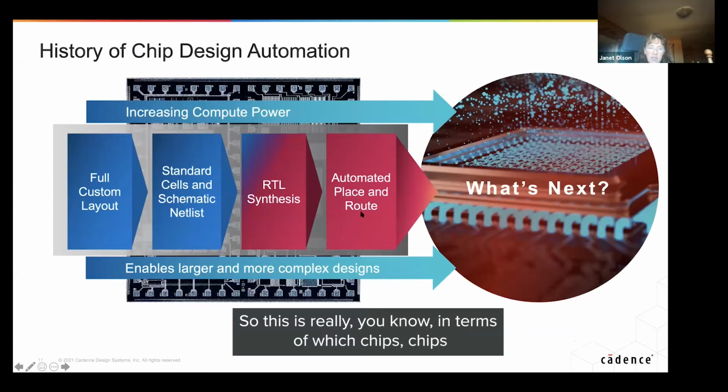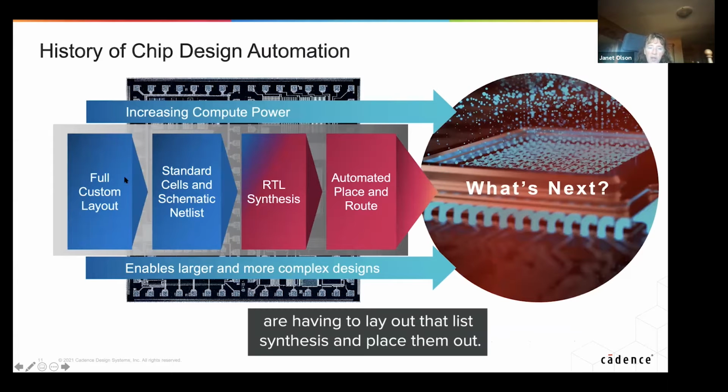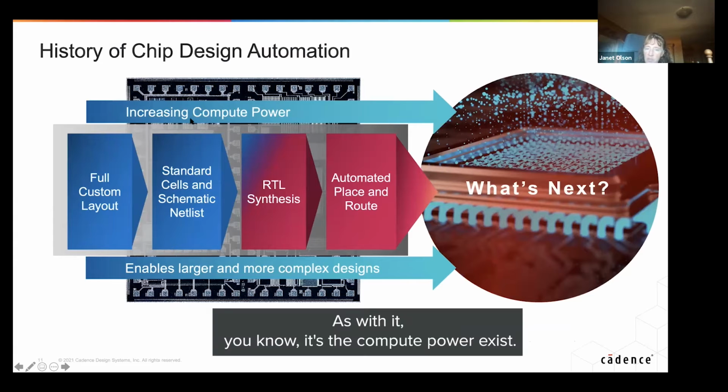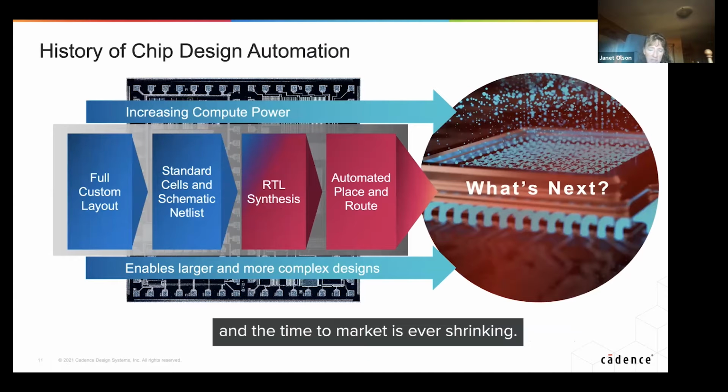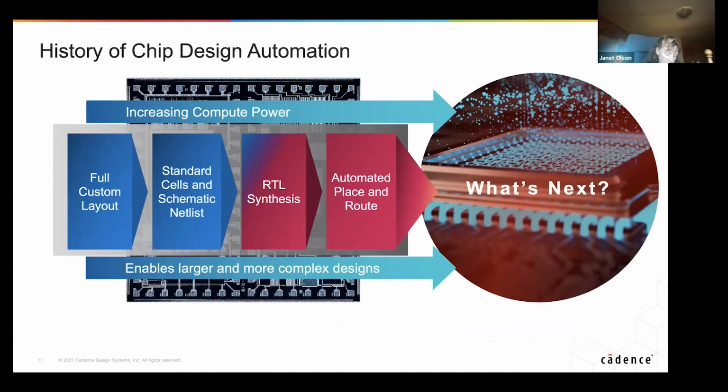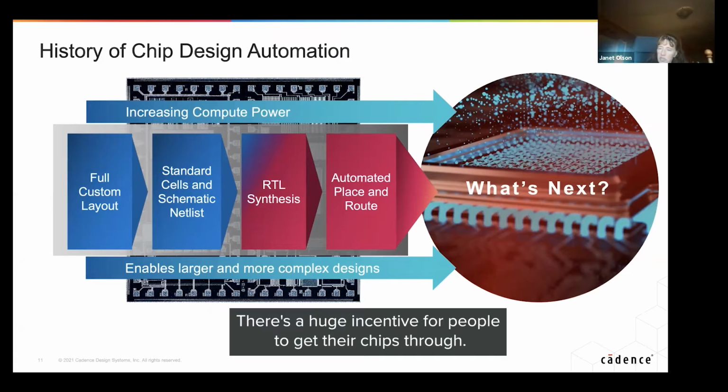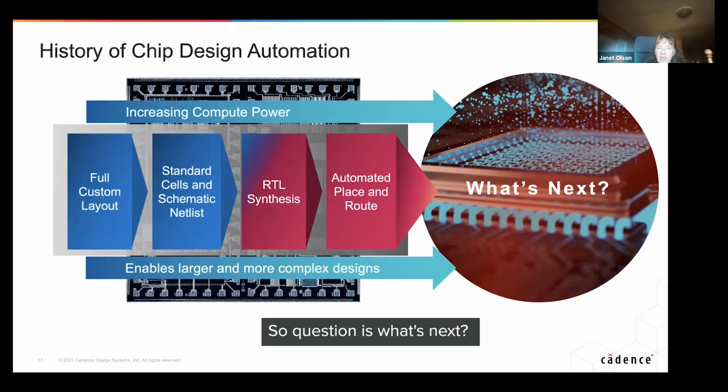So in terms of what chips are having, you have layout, netlist, synthesis, and place and route. As the compute power exists, you get larger and more complex designs, and the time to market is ever shrinking. There's a huge incentive for people to get their chips through. So the question is, what's next?